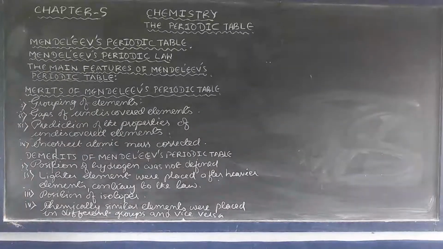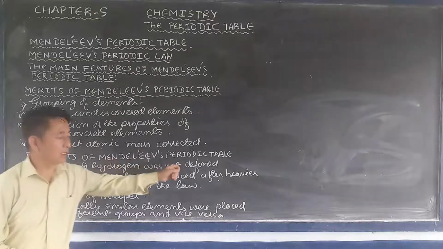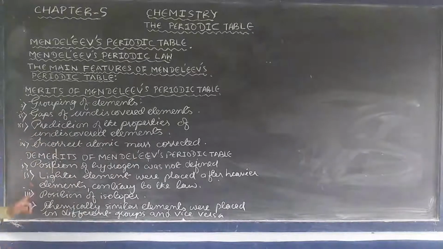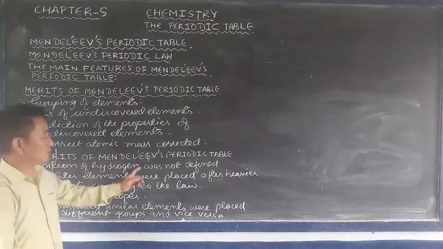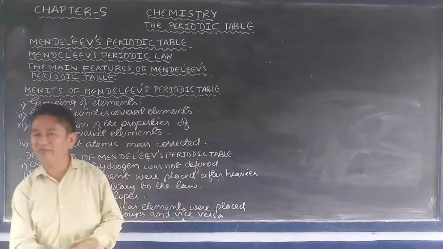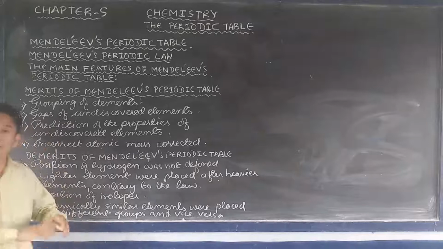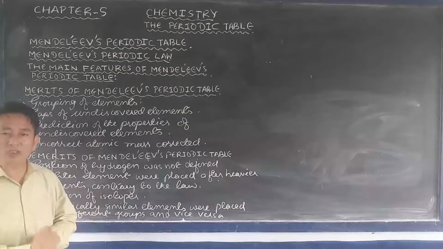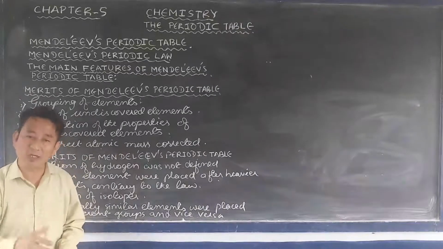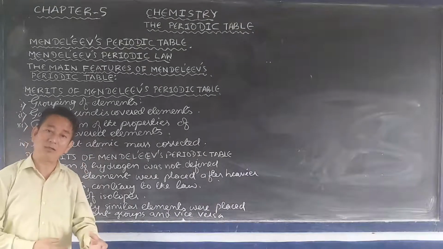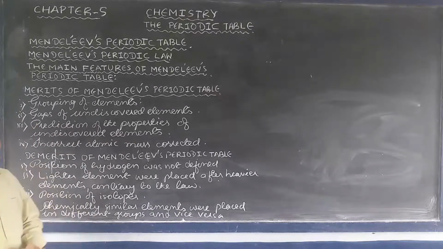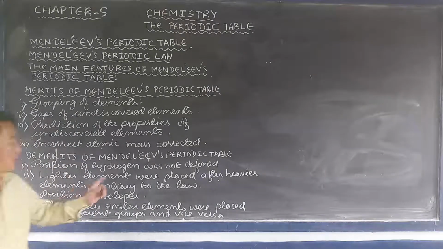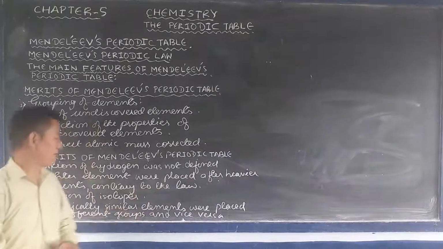Now next come the demerits of Mendeleev's periodic table. First, the position of hydrogen was not defined, because some of the properties of hydrogen are similar to the alkali metals as well as the halogens. That is why the position of hydrogen was not defined.